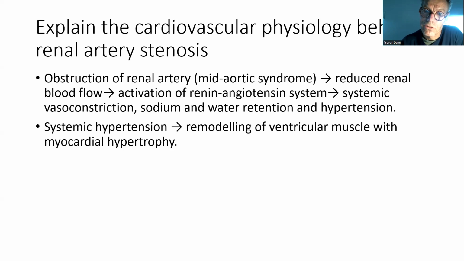Aldosterone leads to sodium and water retention and therefore hypertension. And so that increased circulating blood volume, the intense vasoconstriction that occurs from angiotensin 2 leads to severe and often intractable hypertension in children or adults who've got renal artery stenosis. And that has an effect.